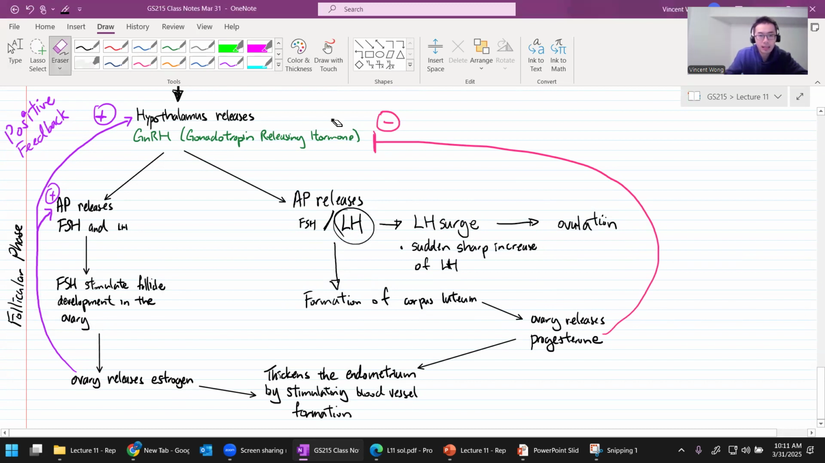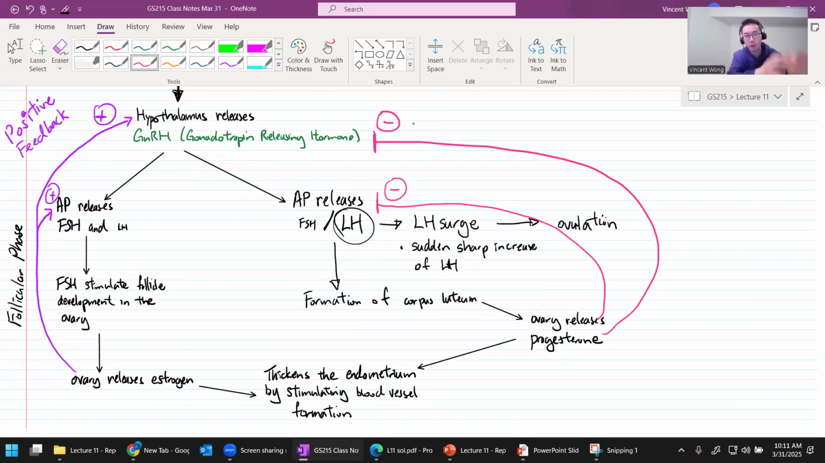So it's going to go and say, don't produce any more GnRH at the moment, okay? And it's going to go to the anterior pituitary gland and say, don't produce any more FSH and LH at the moment. I don't need another follicle to develop. I already have an egg in the fallopian tube. Okay, let's wait and see what happens. Let's see if there's going to be fertilization, and then we'll decide whether we need another egg. Okay, so this is going to be negative feedback.